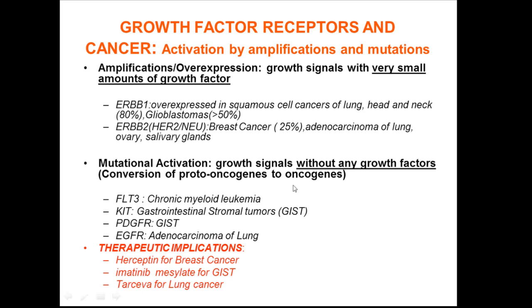The other way growth factor receptors can dysregulate growth is by mutational activation. Okay, that was overexpression. This is activation. What activation does is it sends growth signals without any growth factors. Here, they could respond to small amounts of growth factors. Here, the mutations make the receptor believe that a growth factor is constantly stimulating it. And so these mutations convert proto-oncogenes into oncogenes. For example, FLT3 in chronic myeloid leukemia, KIT in gastrointestinal stromal tumors, GIST, platelet-derived growth factor receptor, also in GIST, epidermal growth factor receptor in adenocarcinoma of the lung.